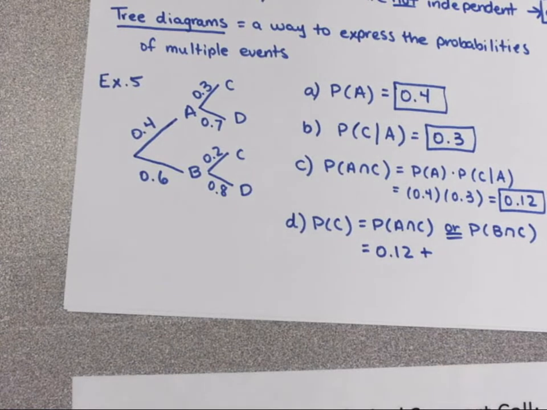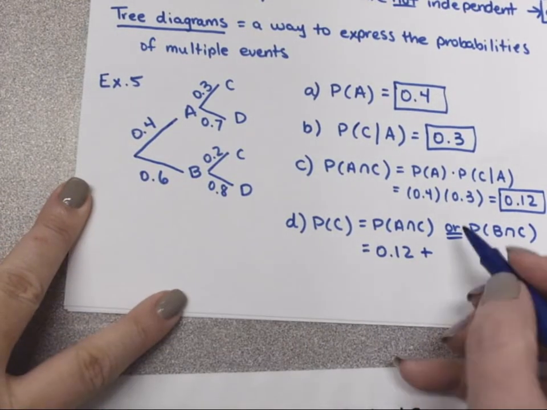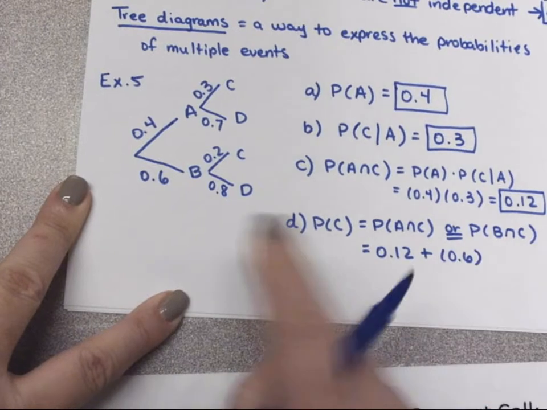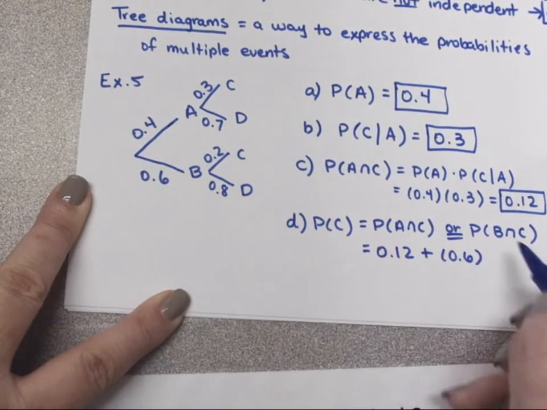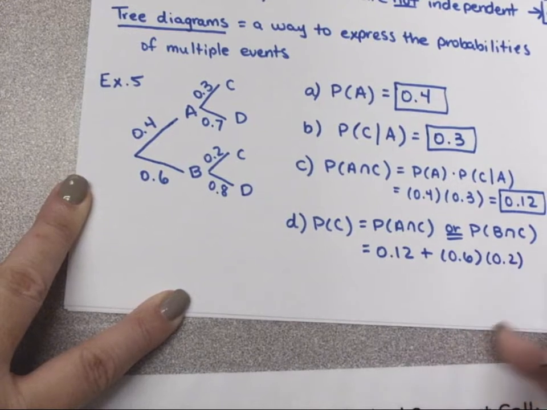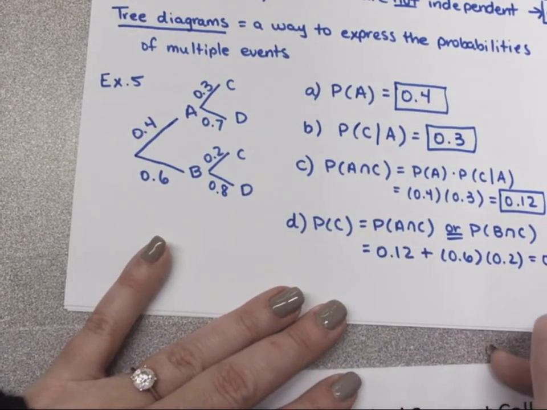But then for the probability of B and C, you just need to follow it, right? What's the probability that we go B? 0.6, right? And then once we're here, what's the chances that we go C rather than D? 0.2. So if you multiply those, you'll get 0.12.